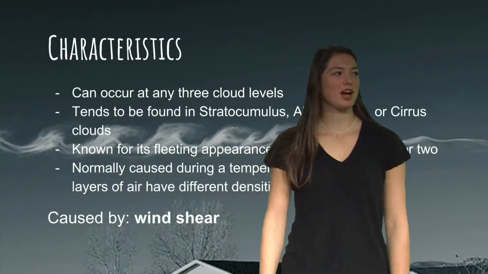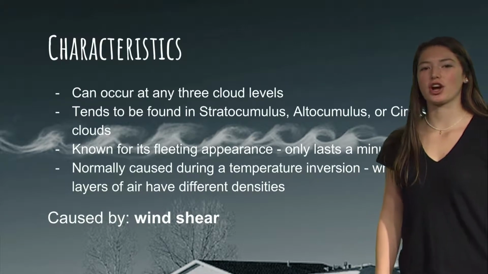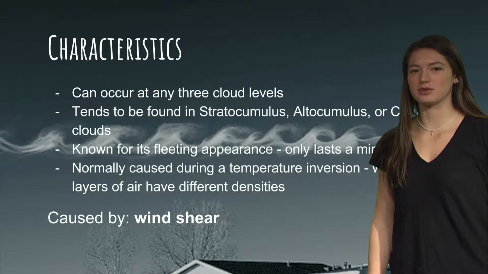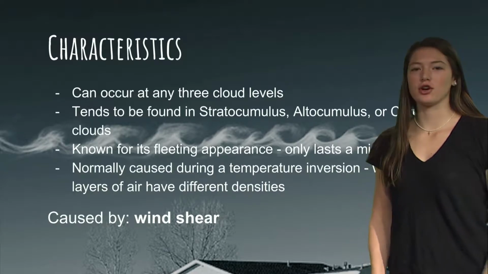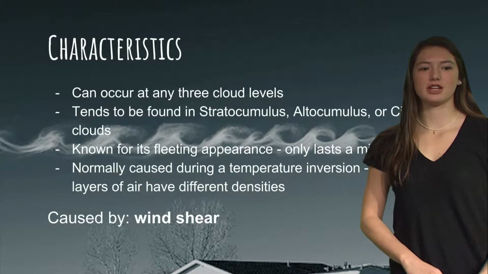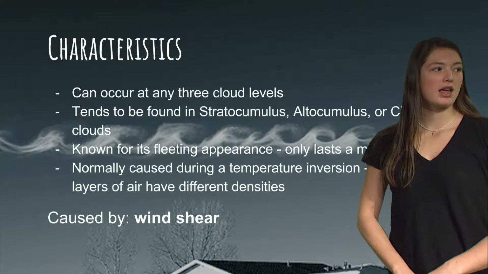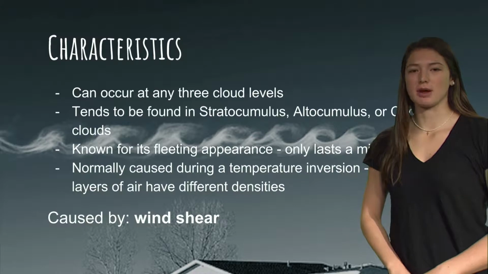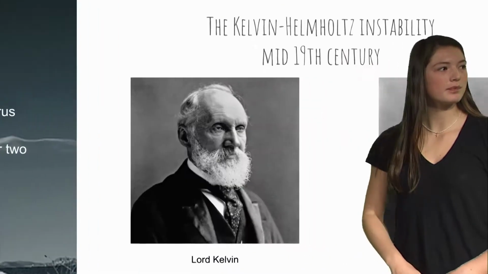So, some characteristics of Helmholtz clouds are that they can occur at any of the three cloud levels, which means that it doesn't matter what altitude they are at. And they're known for being very fleeting, so they only last a couple of seconds. I'll explain that later. And they occur during a temperature inversion, and they are caused by wind shear, and I will explain both of those things in the later slides.